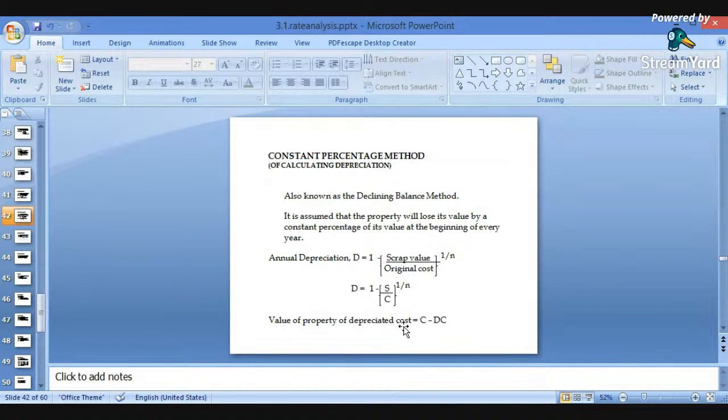The value of the property after depreciation is nothing but C minus DC, that is, the original cost minus the depreciation cost into the original cost.